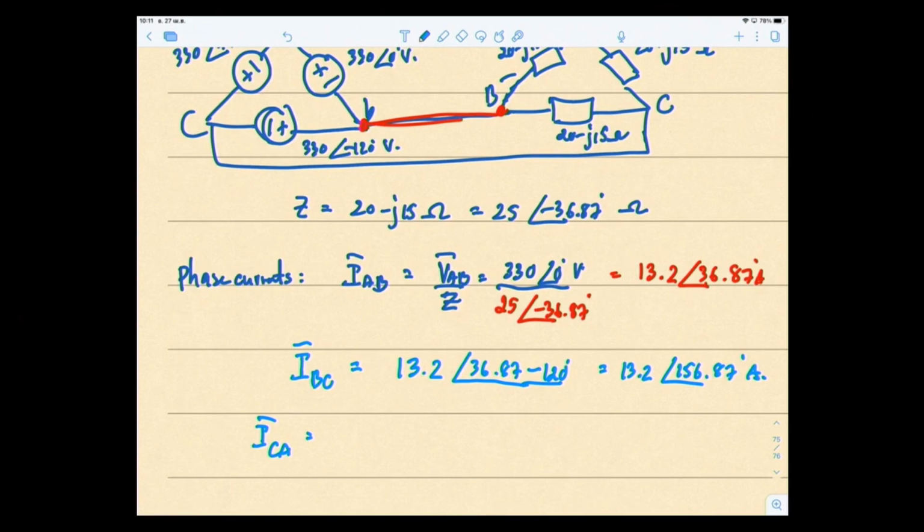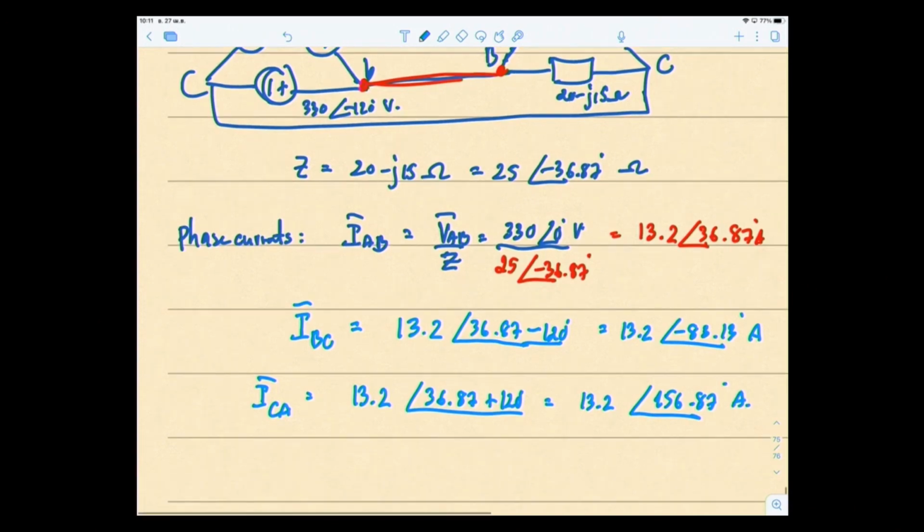For the next one, ICA, it's the same thing, 13.2, and the angle is ahead of the first one, IAB, by 120 degrees. So this would be 13.2. Sorry, I made a mistake, it should be an addition: 36.87 plus 120 gives 156.87 degrees amps. Too fast. Okay, so that's that.